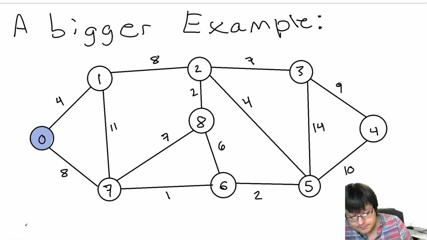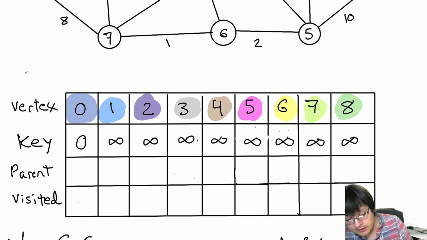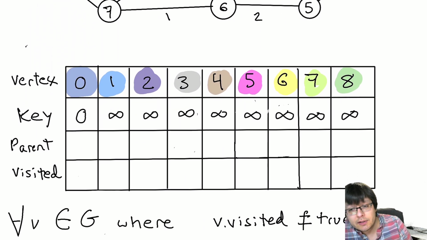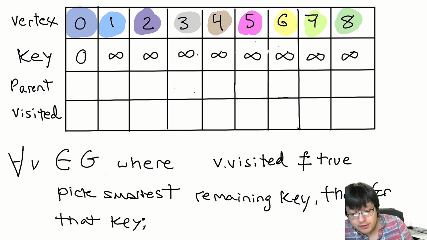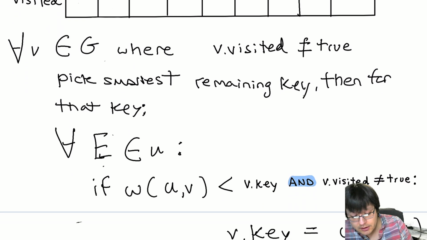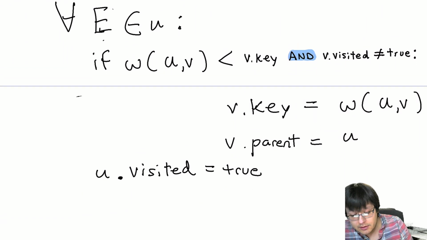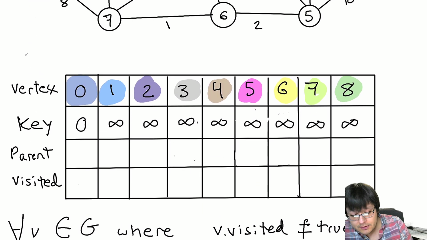We start out by initializing our keys to infinity, with the exception of the one we're starting with. Then we set the parents all to null and the visited boolean array to false. Now we can commence. The smallest key is 0, which is our starting point. Now we're going to look at all the weights coming out of 0.